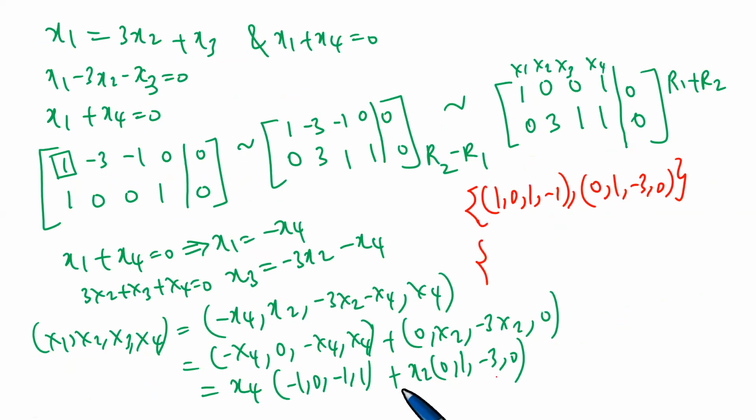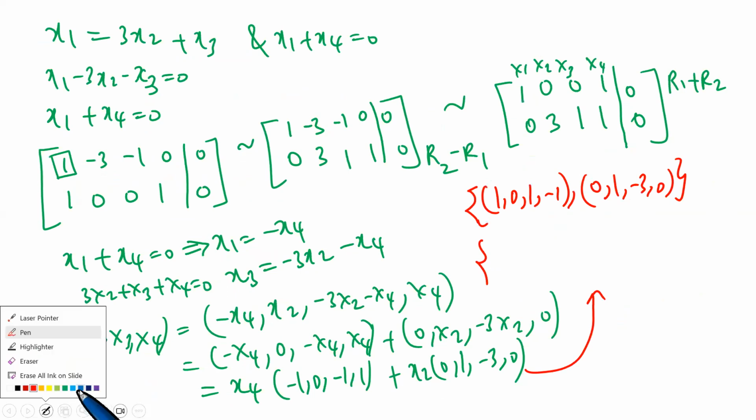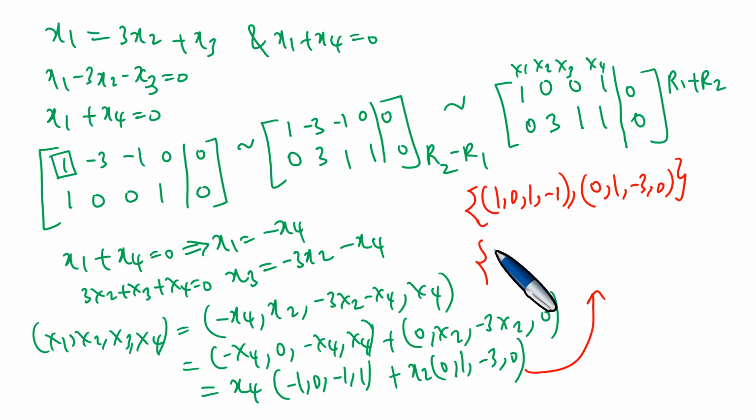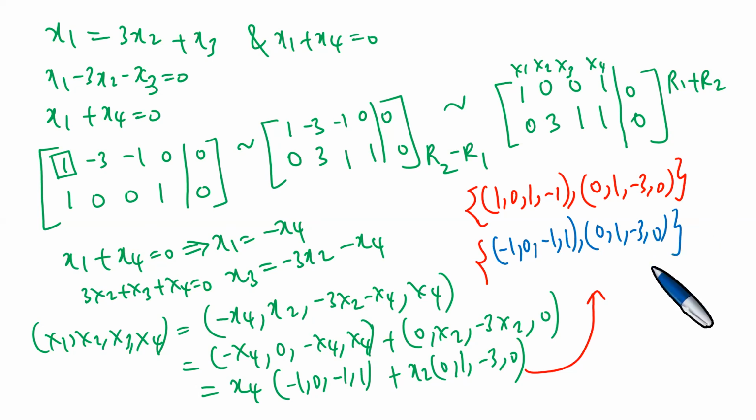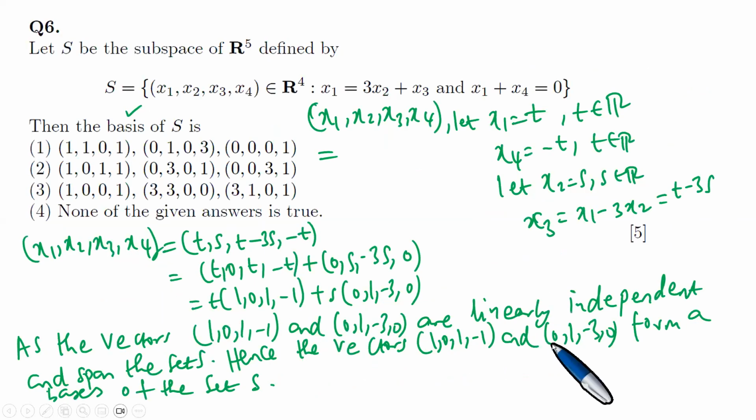And then the one that we got now, let me write it in blue. This one is minus 1, 0, minus 1, 1, and then 0, 1, minus 3, 0. How are these two sets different? Obviously, you can see that you just multiply this vector by negative to get this. So I'm just mentioning this because it's one way to do the question, either this way or like this.